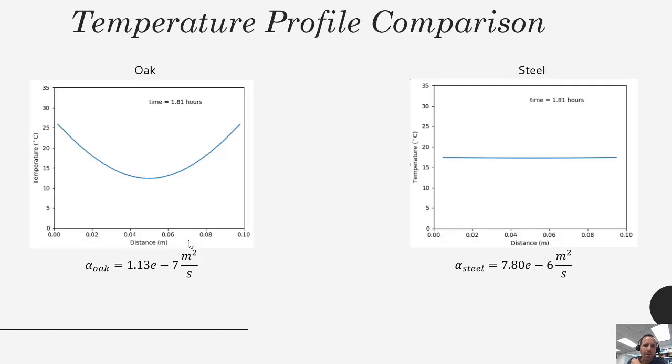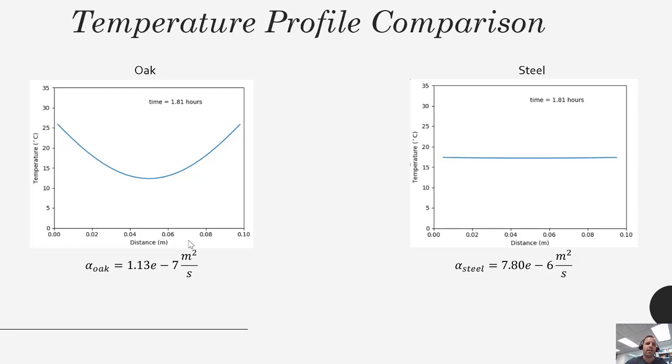Think about that. I'm going back to this simulation that I showed in my last video lecture, but I've frozen that simulation at 1.81 hours into the simulation for both the oak and the steel. The oak is on the left and the steel is on the right. So they've both been given the same amount of time to heat up. Remember, we started at 5 degrees C for each of these systems.